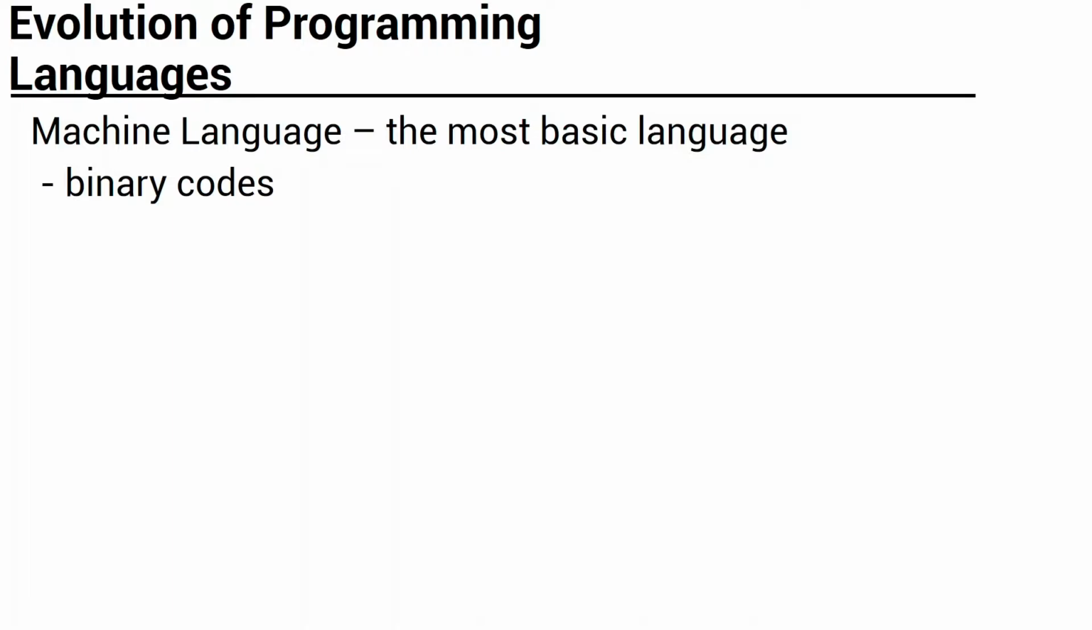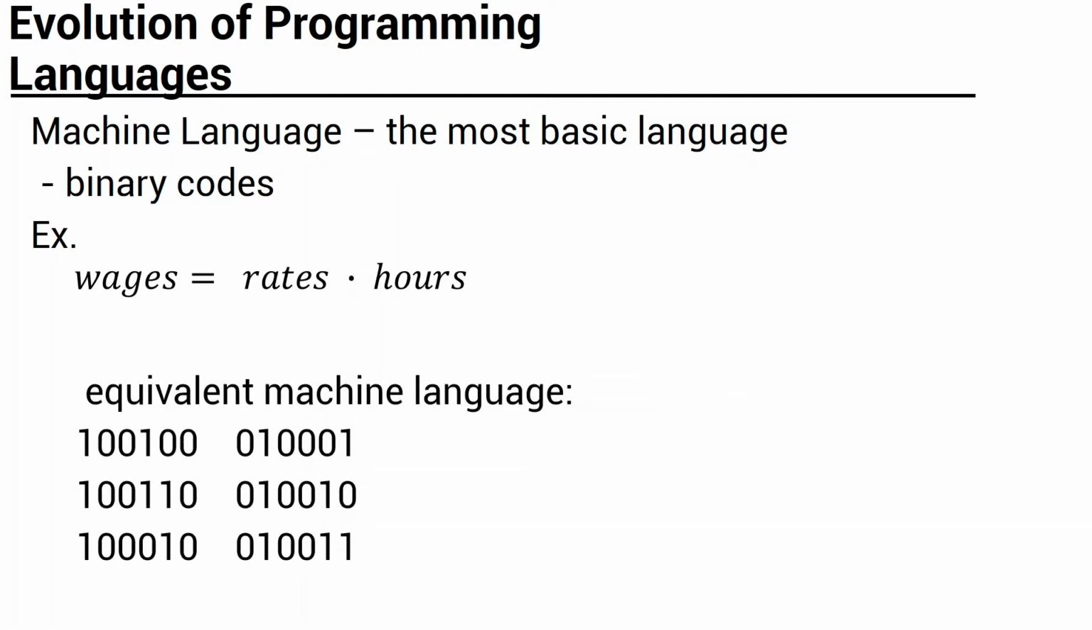Evolution of programming languages. As we have learned before, machine language is the most basic language of computers. Even though computers have different operations, it only speaks one language, which is the binary codes. Let us take for example, if we will be creating a program that will calculate the weekly wages given the hours and hourly rate. In human language, we can compute wages by multiplying rates times hours. Since computers communicate differently through machine language, wages is equal to rates times hours is equivalent to this machine language.